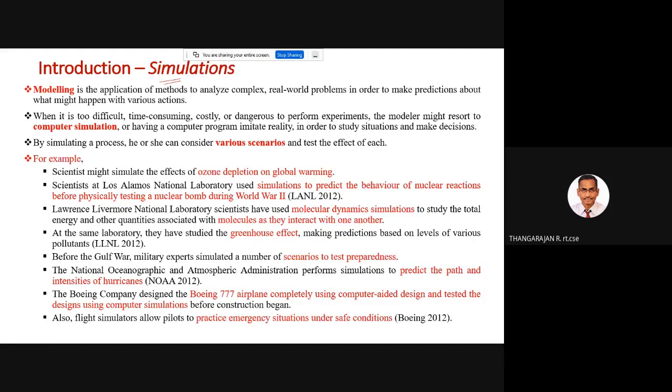So why do we want to simulate or model? Why do you need to do simulation? There are situations in which you can never do an experiment and find the result. It's not always possible. In some cases you can experiment and get the result, but sometimes doing an experiment itself will be an expensive task.